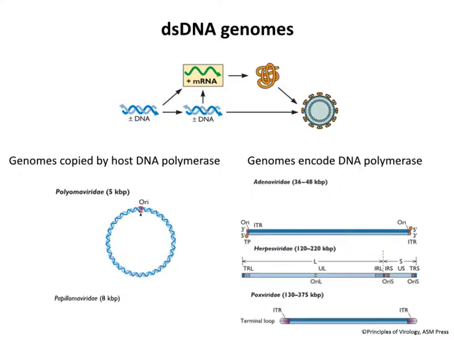These genomes on the right, of adenovirus, herpes virus, and pox viruses, are substantially larger. The adeno from 36 to 48 kilobase pairs. These are linear double-stranded DNA molecules. The same for the herpes virus genome, linear double-stranded DNA, slightly larger, and the pox viruses are even bigger. The pox virus DNA genome is also linear double-stranded.